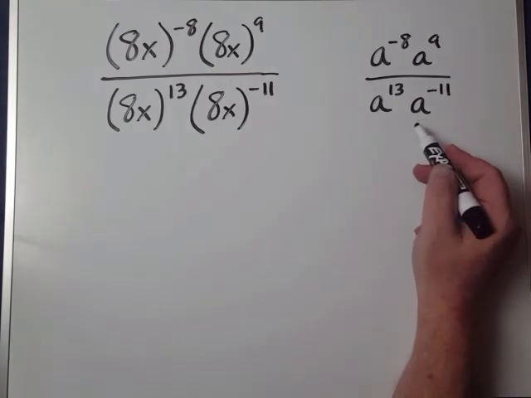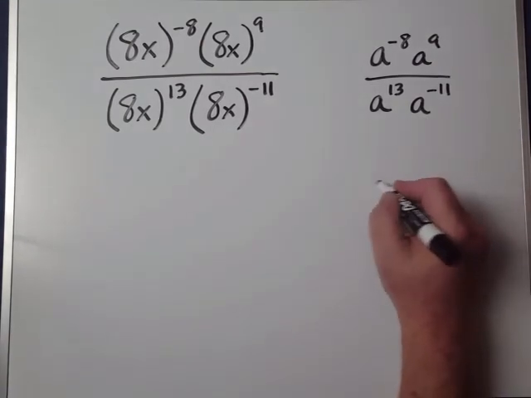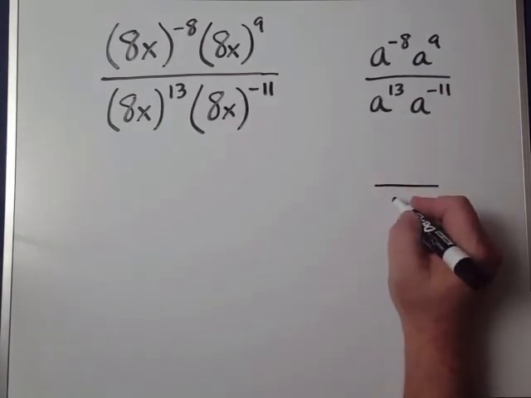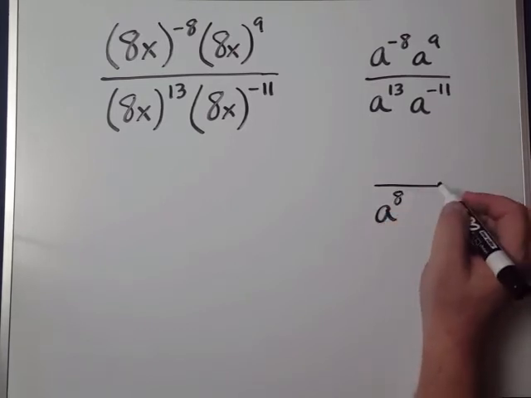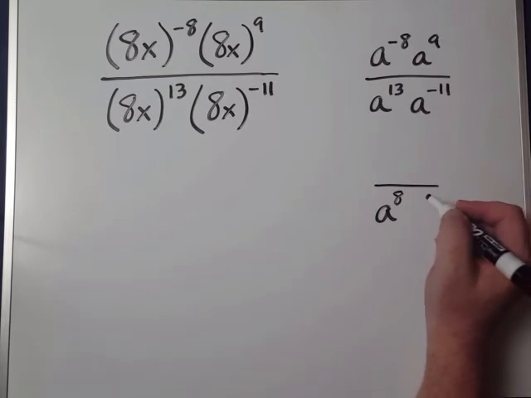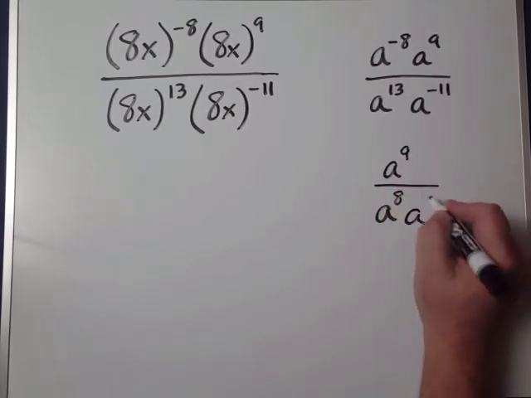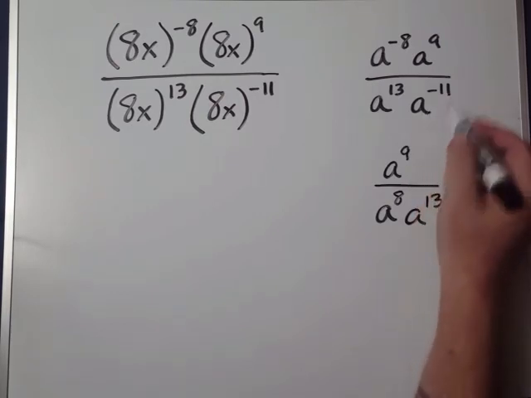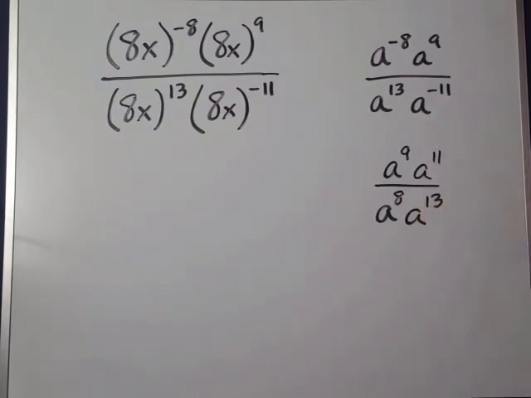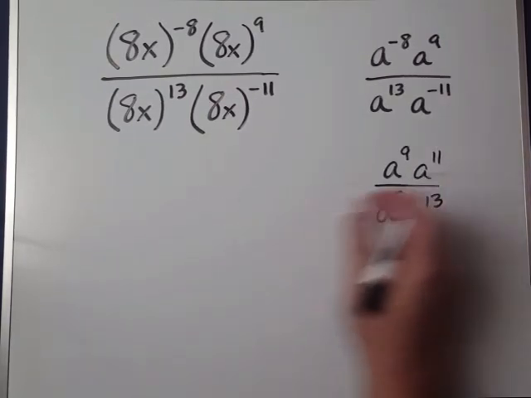How would you finish this one off? One way to do it is to say that A to the negative 8 in the top needs moved across the fraction bar, becomes A to the positive 8 in the bottom. A to the 9 stays where it is, A to the 13 remains in the bottom, and A to the negative 11 becomes A to the positive 11 in the top, and keep going.